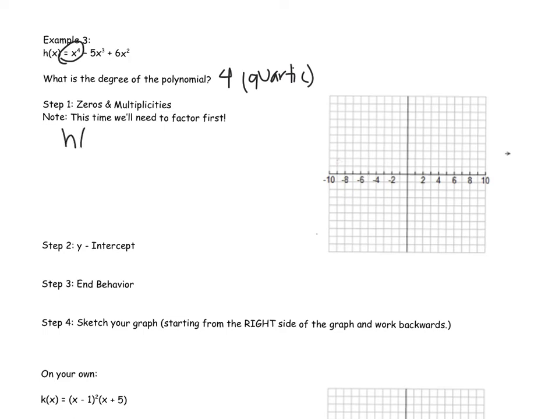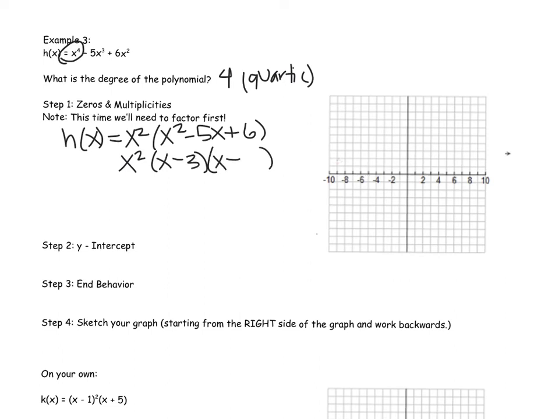So h of x, first I'm going to look for a GCF. And my GCF here is x squared. And I'm left with x squared minus 5x plus 6. But I can still factor out this part. X times x will give me x squared. Negative 3 times negative 2 will give me my 6. And minus 3x minus 2x will give me that negative 5x.